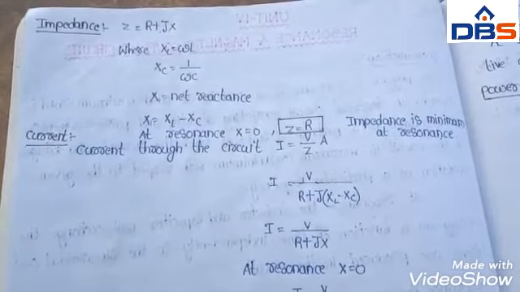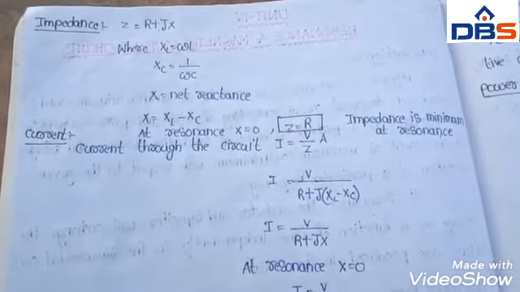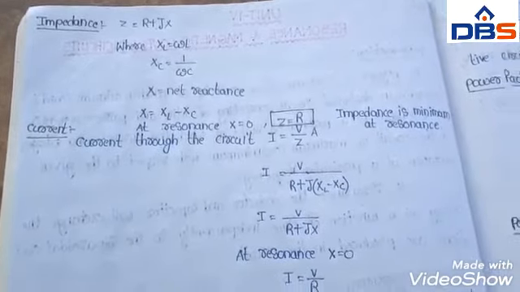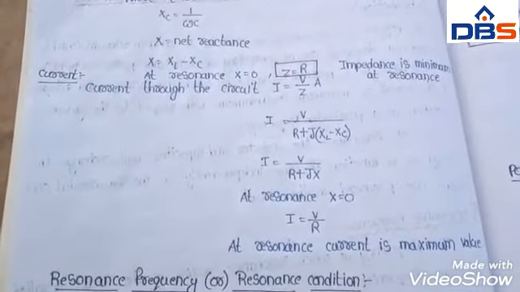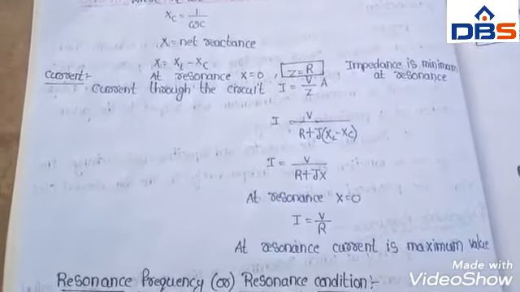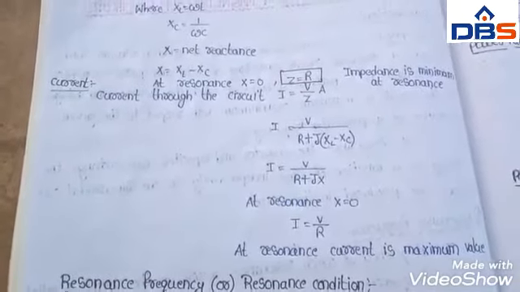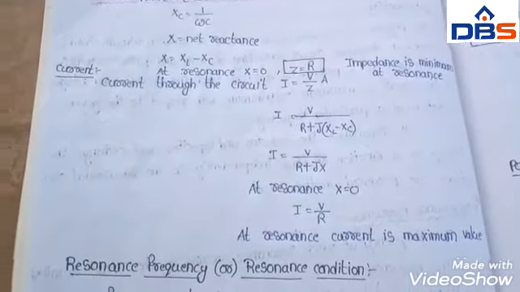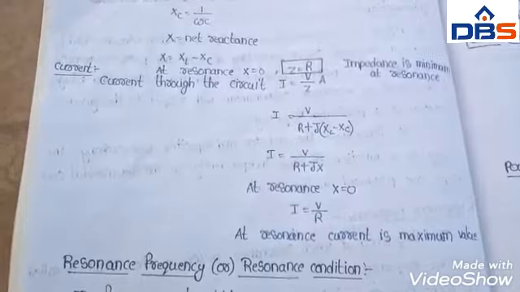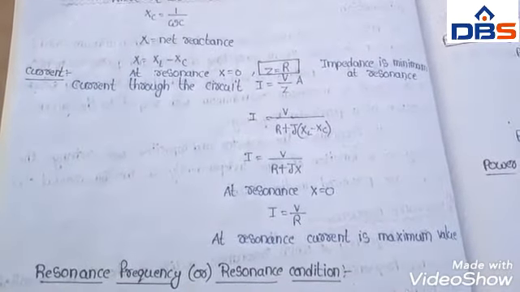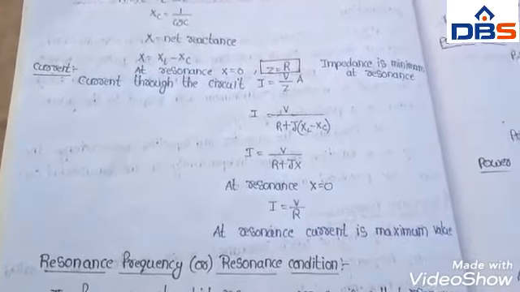So now, current at resonance. Current is nothing but voltage by resistance. So I is equal to V by Z, but V by Z is nothing but V by R plus j(XL minus XC). At resonance, the inductive reactance and capacitive reactance cancel each other. They are equal to 0. Therefore, I is equal to V by R. So at resonance, the current is maximum.